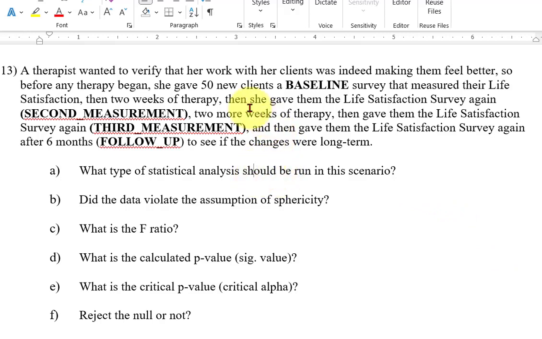How I know that is because there's only one group, right? There's no mention of a group that got this therapy and a different group got that therapy, right? There is no grouping in there, and there is a measurement. It's the same measurement that everybody has to take, and it's repeated. That makes it a repeated measures or a within group ANOVA.